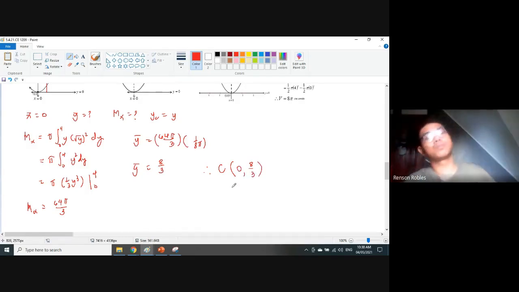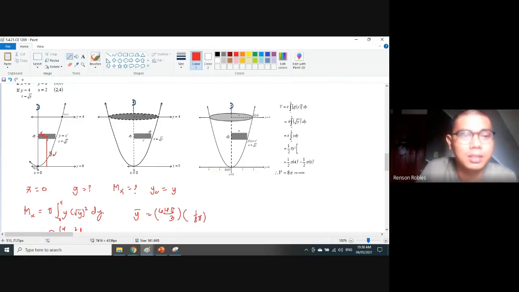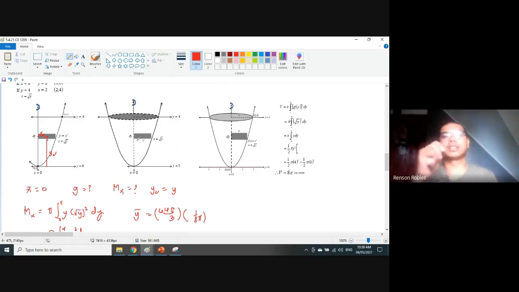So 8/3 is 2 point something. I think we're still on this part of the solid. It is not outside. It is inside the solid.